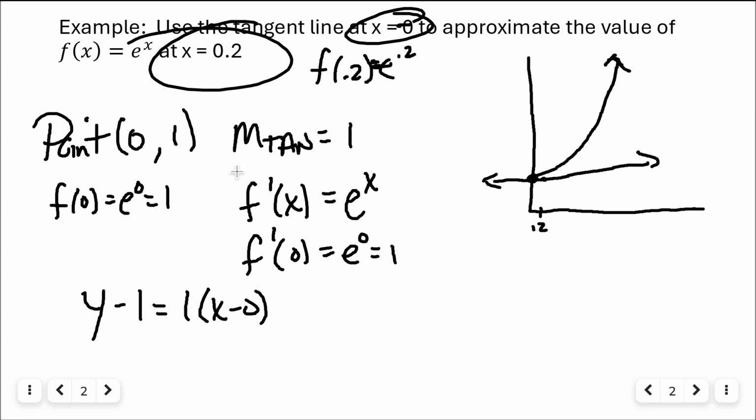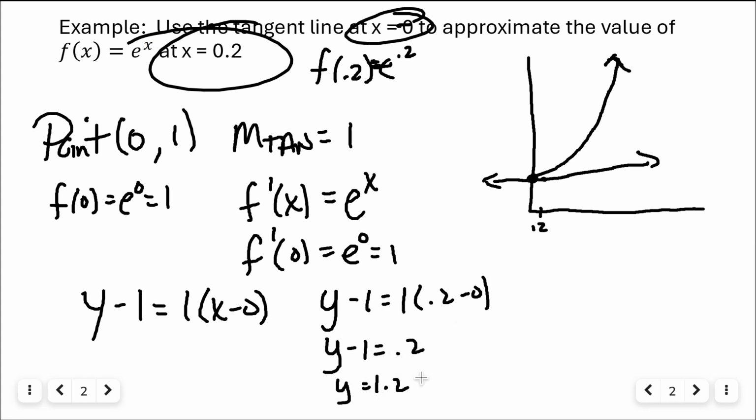And now I want to approximate the value at 0.2. So I want to take 0.2, substitute it in for x, and see what the y value is, because I'm using the line to evaluate at 0.2. So y minus 1 equals 1 times 0.2 minus 0. So that's 0.2. y is equal to 1.2. So f of 0.2 is approximately 1.2.